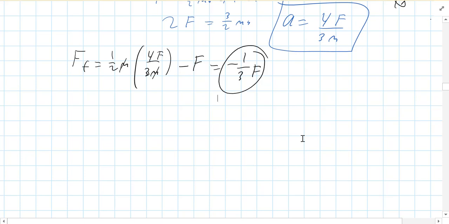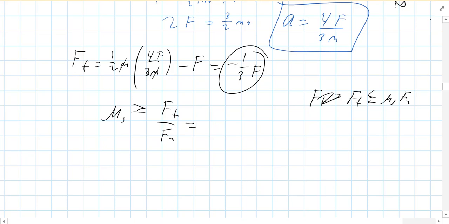Well, the coefficient of friction has to be at least equal to or greater than. Actually, I'll write it this way: force of friction has to be less than or equal to mu_s Fn. So the coefficient of static friction has to be greater than or equal to the force of friction divided by the force normal. Well, the force of friction, now we just look at magnitude here.